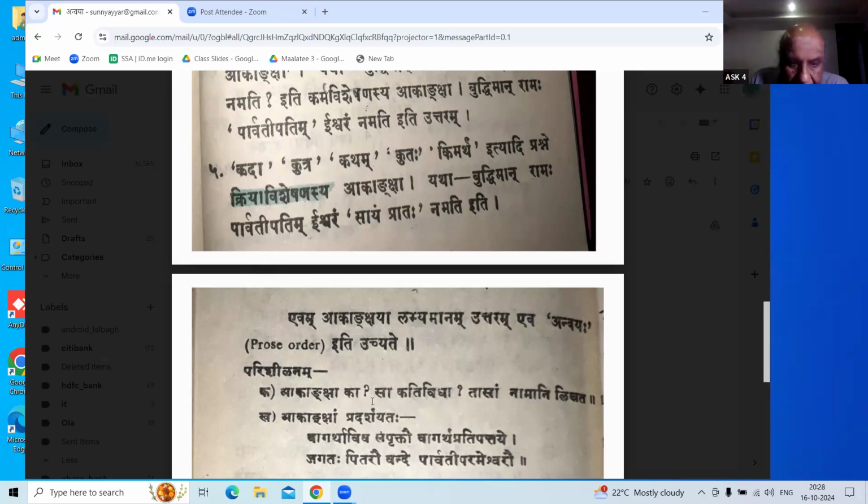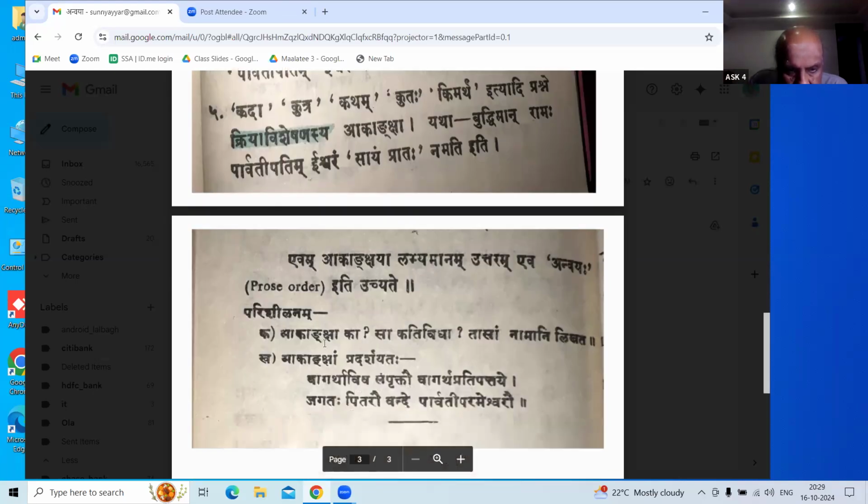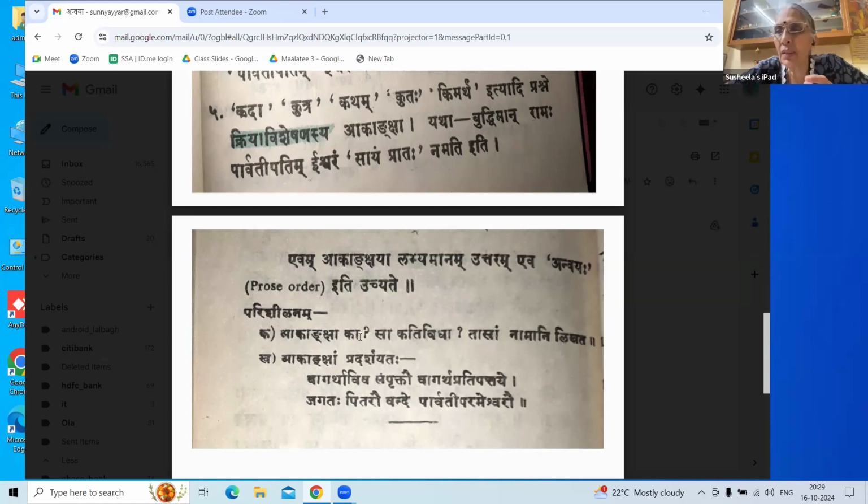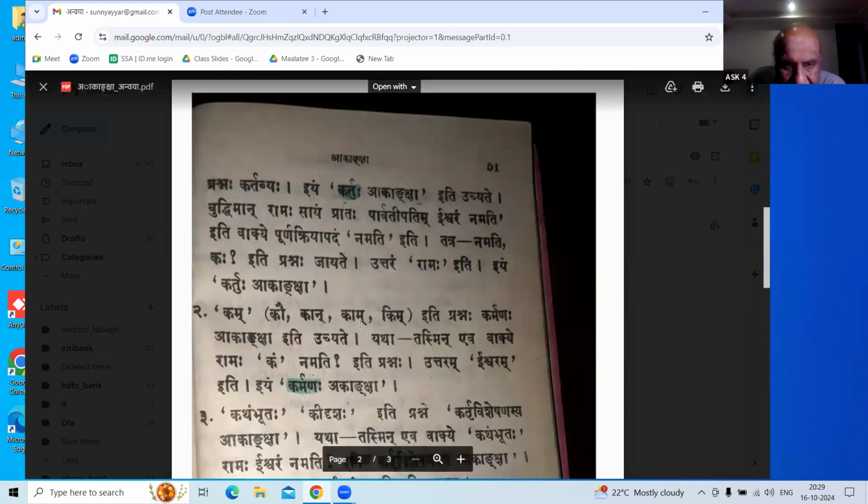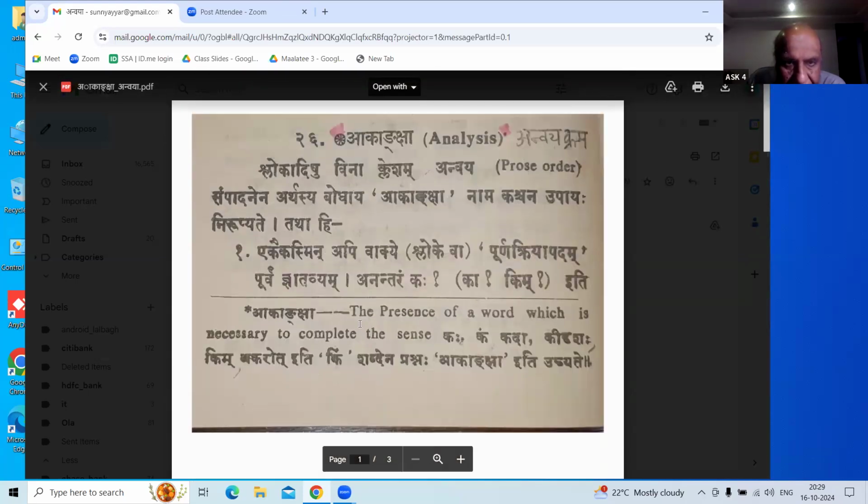Okay, so then we did this exercise also. The question here: Akanksha ka? What is the meaning of Akanksha? Then sa kativida, tasam namani likhata. Okay, so I'm going to ask this question. Sushila Bhagini, Akanksha ka? Analysis of a sentence. Do you have to say it in Sanskrit only? No, you can first say in English, and you can also refer to the text here itself, where there is a definition they have given.